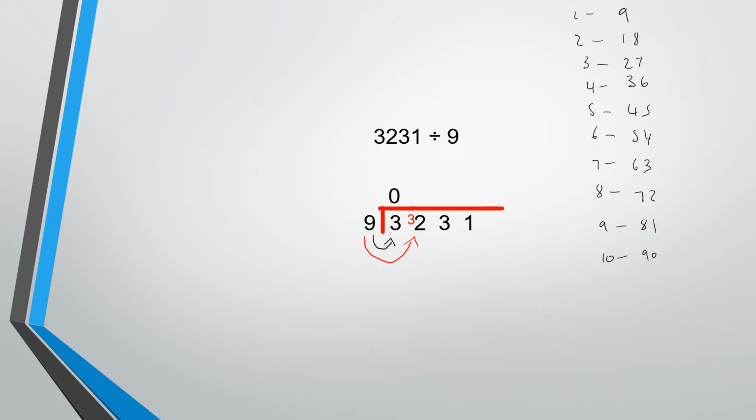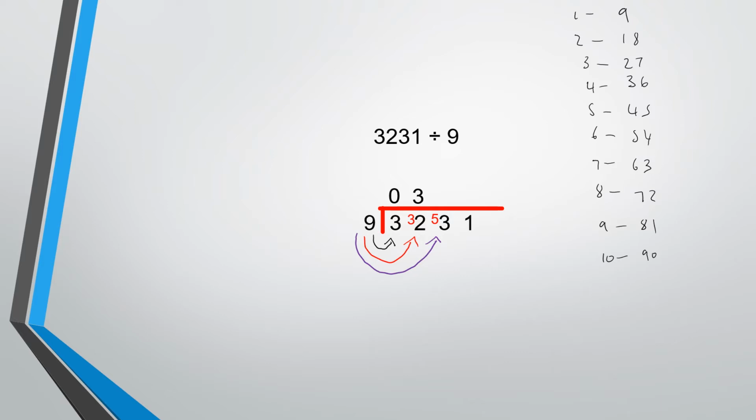9 into 32. So let's go down the side. We obviously can't reach 36, so we're going to have to put 3 for 27. And the difference between 32 and 27 is 5. So carry that 5 over.